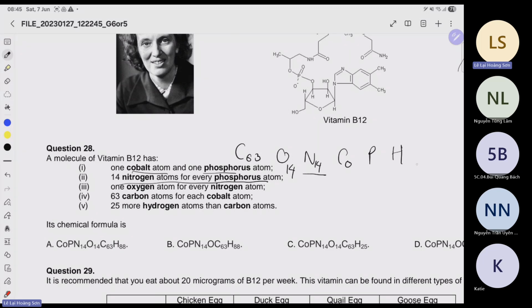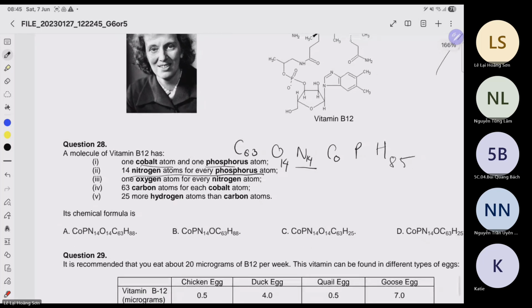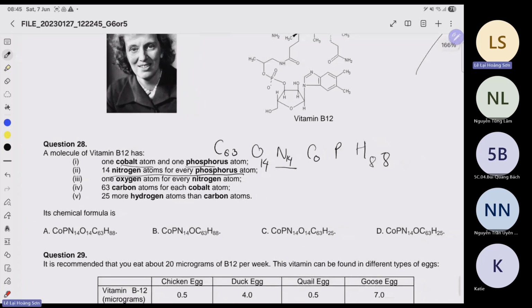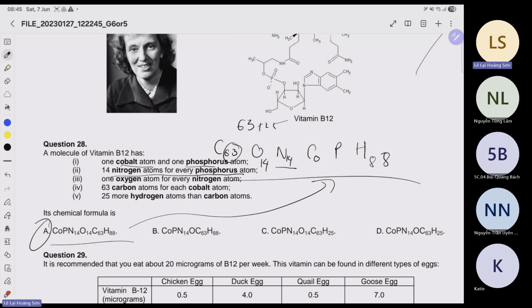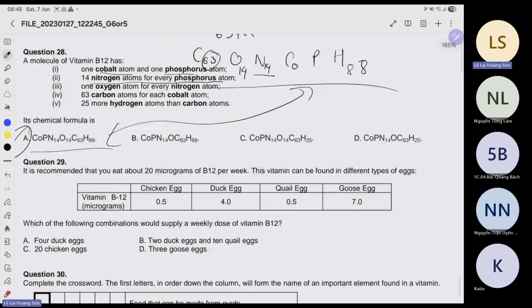H, 85. Oh, sorry, 88, my bad. 63 plus 25 is going to be 88. All right, so just choose the option that corresponds to what you have here. So question number 28 is going to be B. Do the comparison and you see that it's actually B. Question number 29.